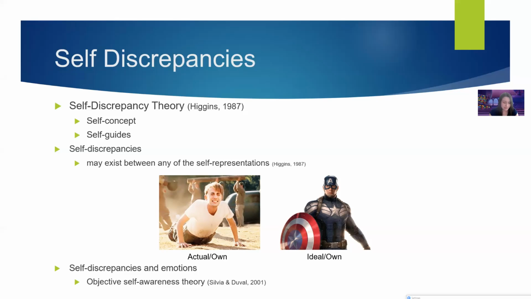Objective self-awareness theory states that in order for a person to be emotionally affected by a self-discrepancy, they have to be aware that one even exists. When a person is aware of a discrepancy, their motivation to reduce it is related to the size of the discrepancy and whether or not they believe it's even attainable.